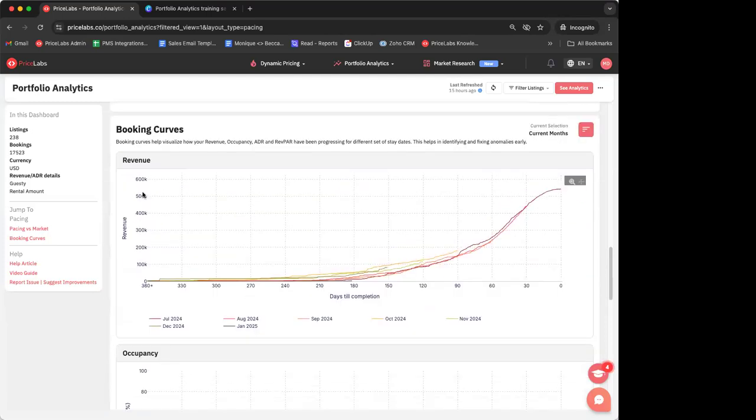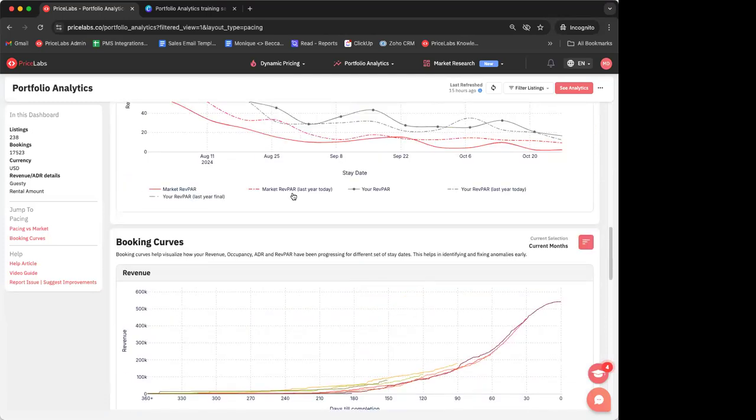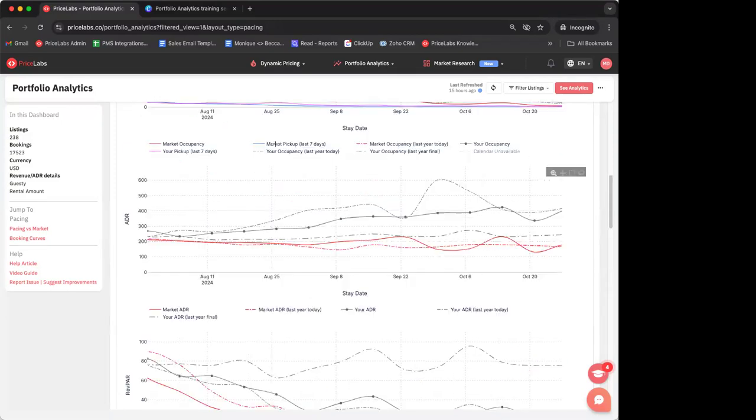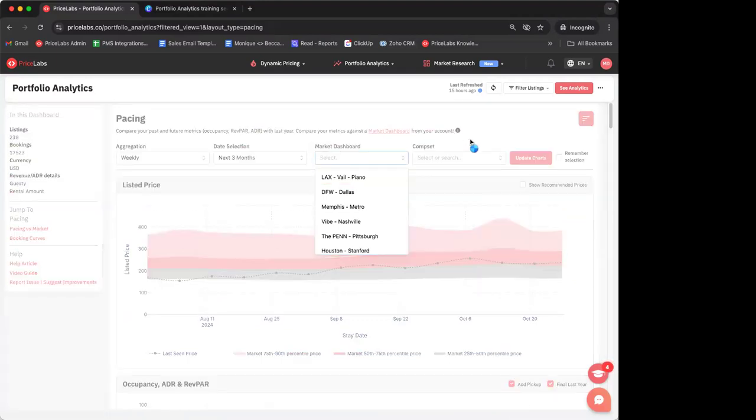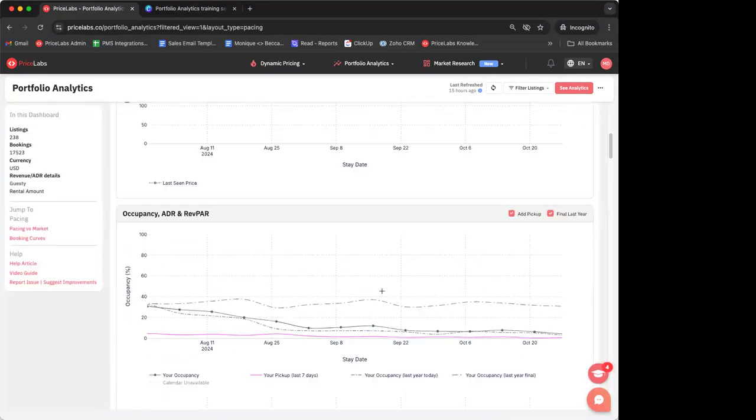All right, any questions on the pacing and pacing versus the market? Keep in mind that the reason why the market occupancy, ADR, and RevPAR is showing up here is because I've selected a market dashboard. If I didn't have a market dashboard selected, I would not see those lines. You would just be looking at your data year over year.